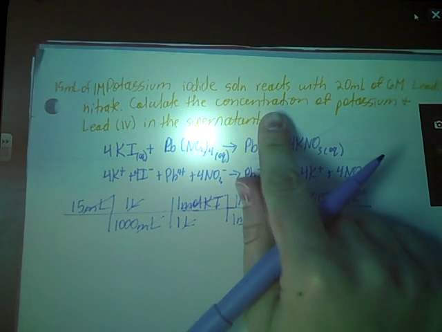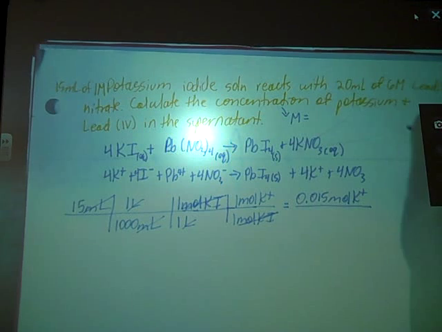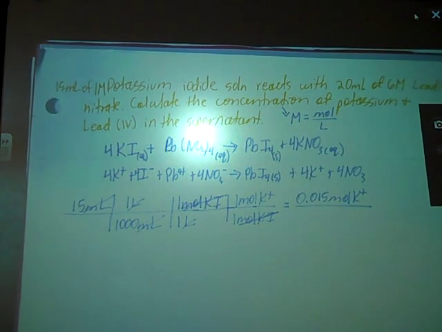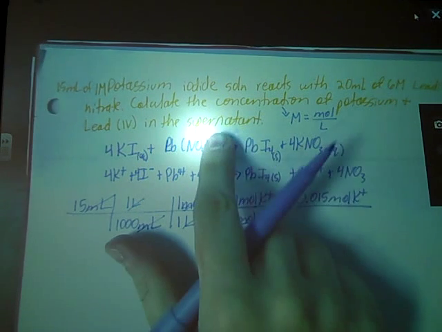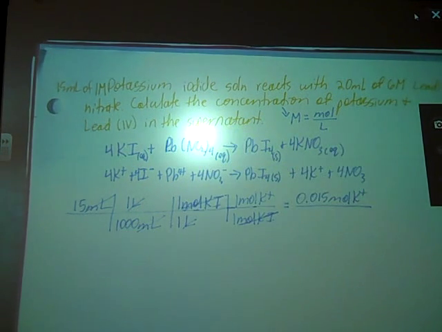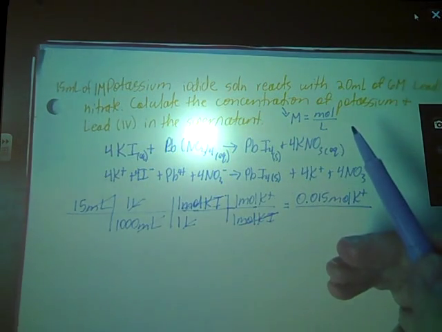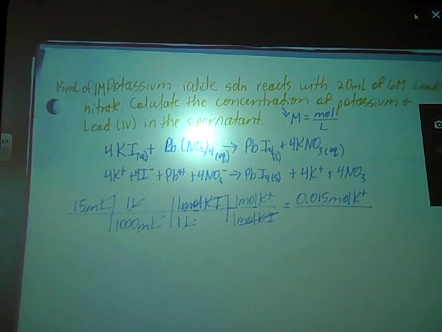When they ask for concentration, they're asking for molarity, which we've already said is moles per liter. Now this is not just any liter, but this is going to be total liters because we're looking at the supernatant. This is the liquid on top of our solid product. So that means I'm going to have to add together my 15 mL of potassium iodide and my 20 mL of my lead(IV) nitrate. So 15 plus 20 is 35 divided by 1,000.